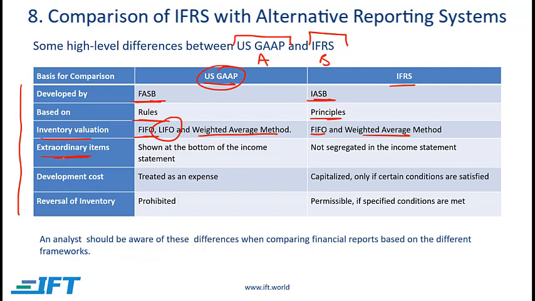With respect to extraordinary items, under US GAAP, extraordinary items are shown at the bottom of the income statement, whereas under IFRS, extraordinary items are not segregated in the income statement. Coming to development cost, according to US GAAP, development cost is treated as an expense, whereas under IFRS, it can be capitalized, but if certain conditions are satisfied. US GAAP does not allow the reversal of inventory, whereas IFRS does allow it only if certain conditions are met.